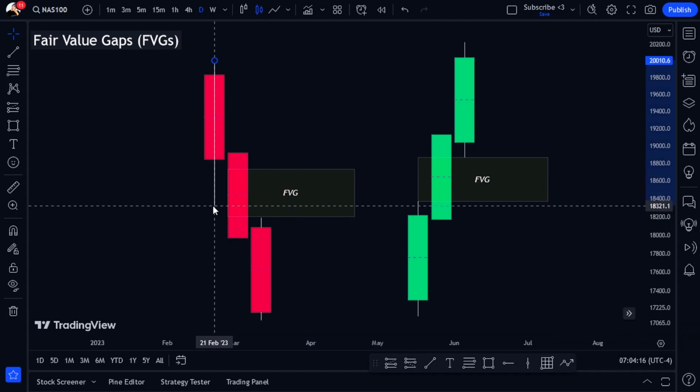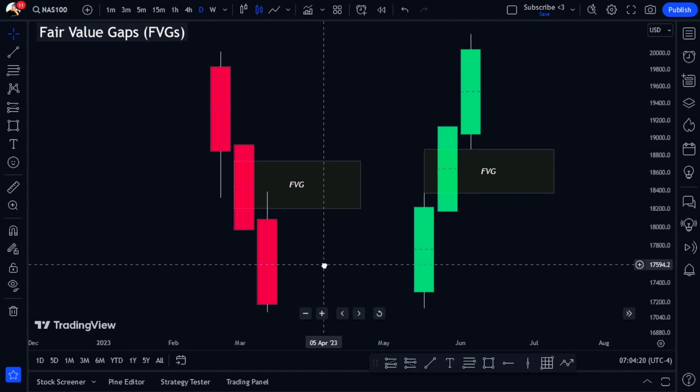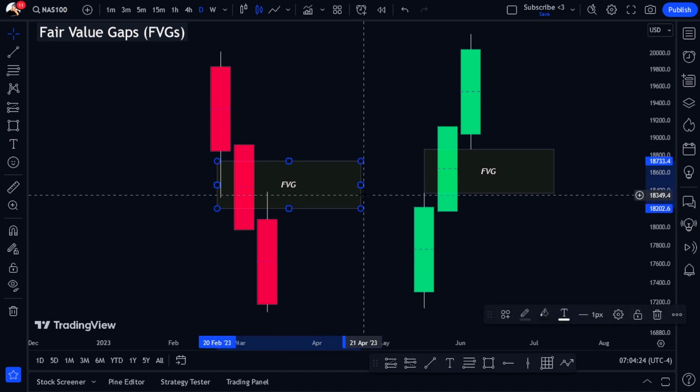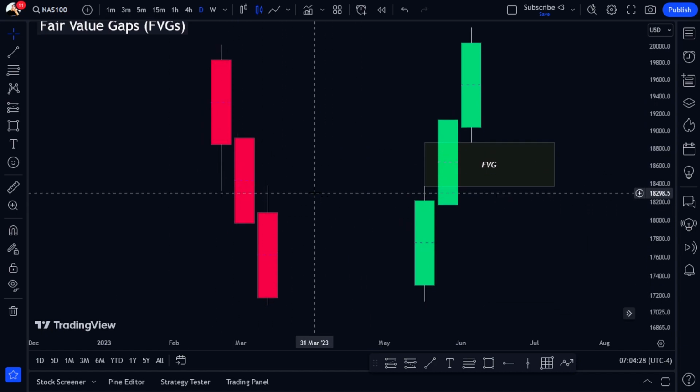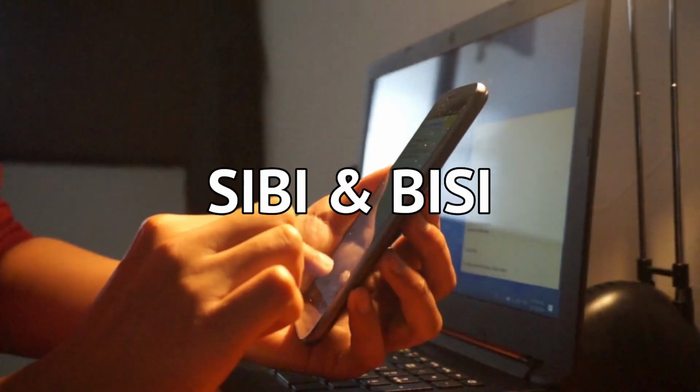Now, what is not a fair value gap? If the wicks or bodies of the first and third candles are overlapping this area, just like this, then that means the price was delivered efficiently, and it's not a fair value gap. Let's move ahead and discuss SIBI and BISI.